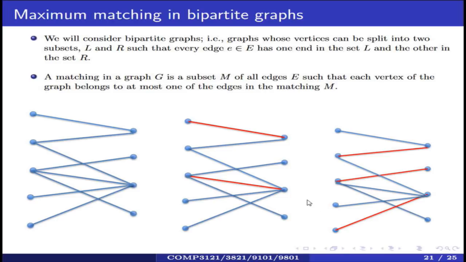So how do we do that? What do you think? How would you reduce this problem to a max flow problem? What would be the strategy? How would you reduce maximal matching to a max flow problem? Think a little bit.